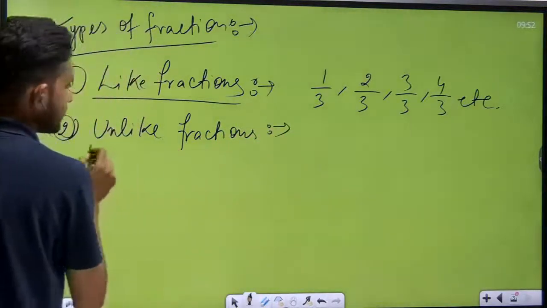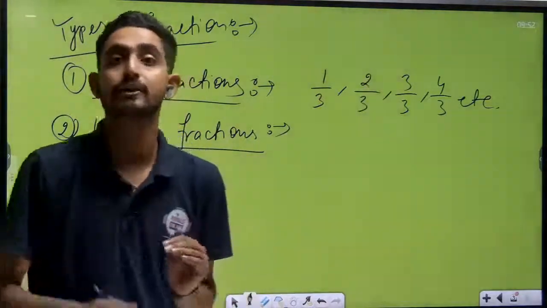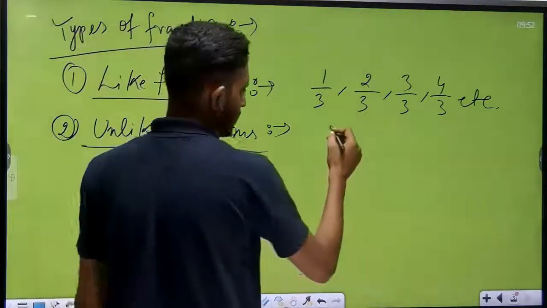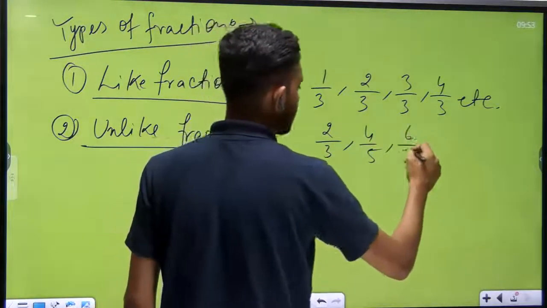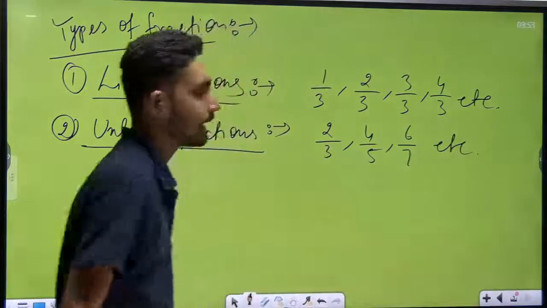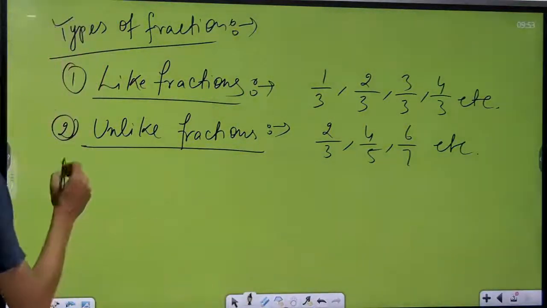Unlike fractions are those fractions in which all the denominators are different. How? Like this: 2 upon 3, 4 upon 5, 6 upon 7. That is known as unlike fraction. Very simple. Now we'll move next, proper fraction.